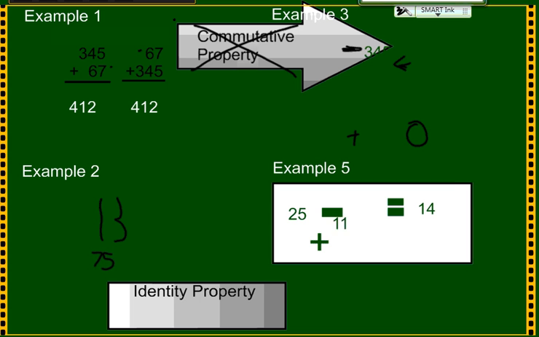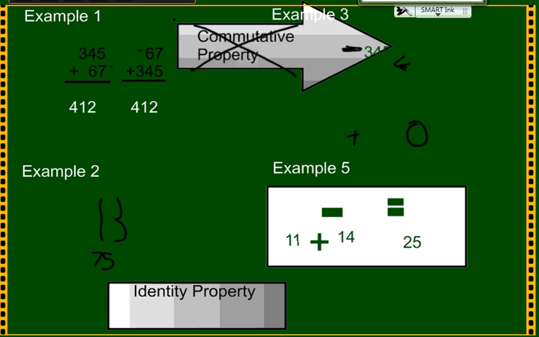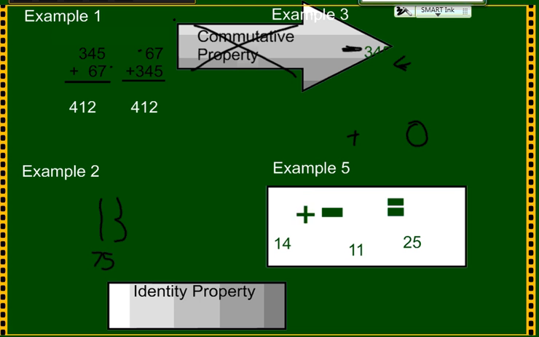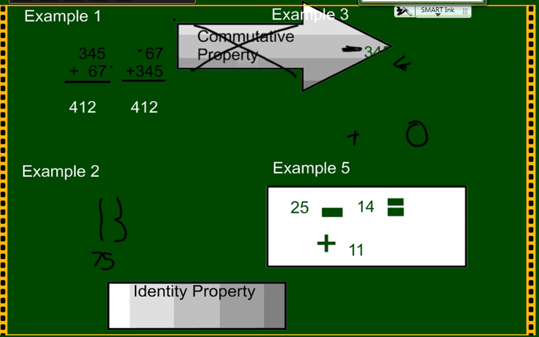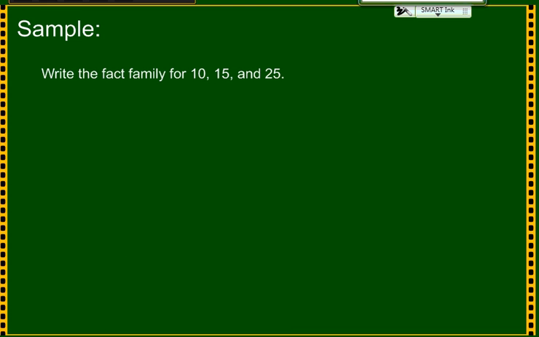11 plus 14 equals 25. 14 plus 11 equals 25. And then if I go with the subtraction signs, I can go 25 minus 14 gives me 11, just like 25 minus 11. So we have that fact family with addition and subtraction. All right, so commutative property, identity property. Commutative property doesn't apply to subtraction. And then, of course, we have fact families.